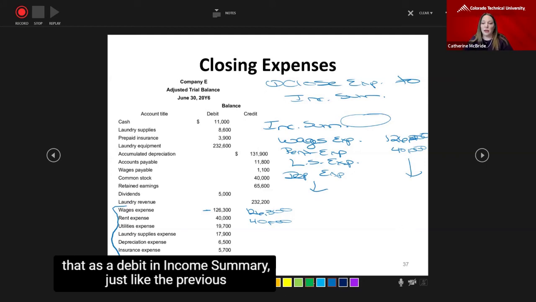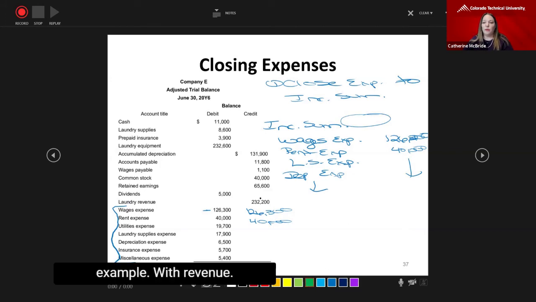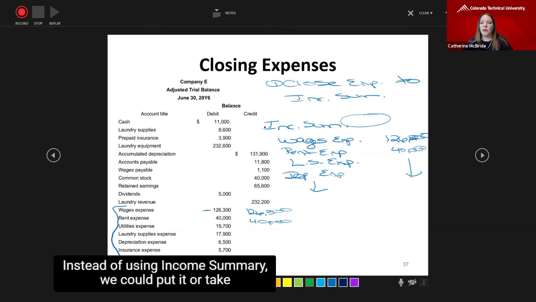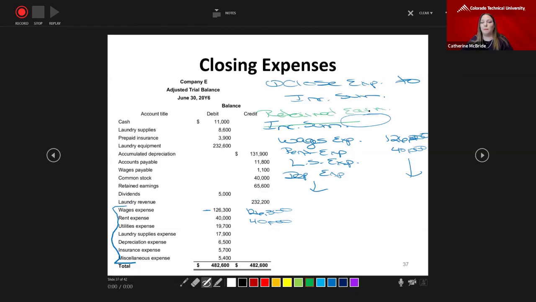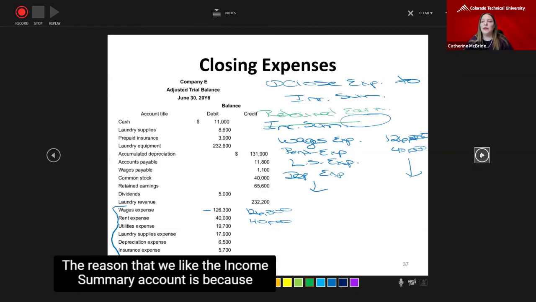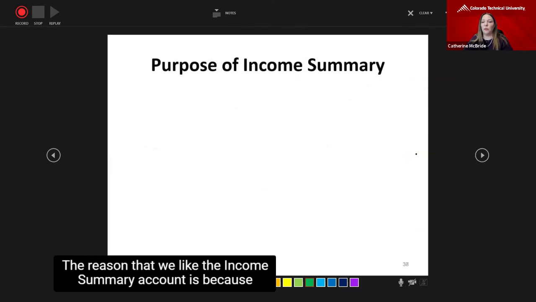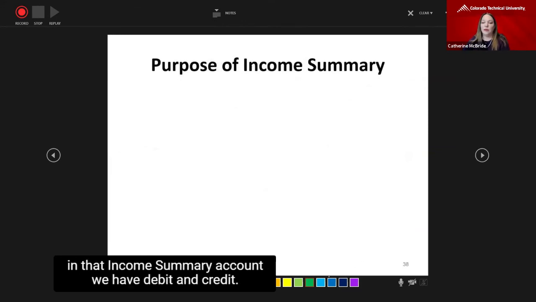Just like the previous example with revenue, instead of using income summary, we could take it directly out of retained earnings. You can do either one. The reason that we like the income summary account is because in that income summary account, we have debit and credit, right?